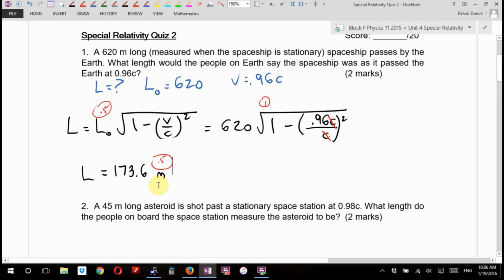What are they asking me to find in number 2? A length. Which one, L or L0?